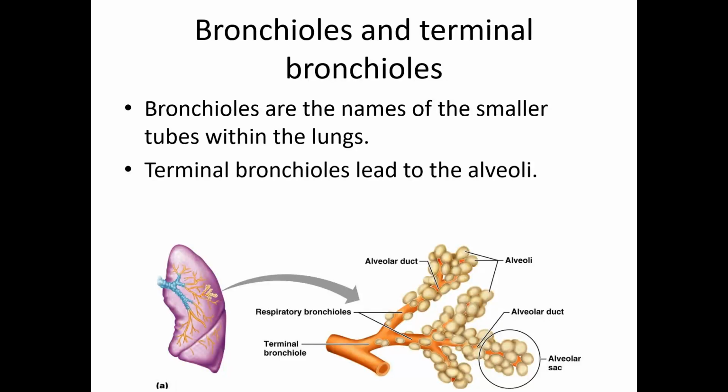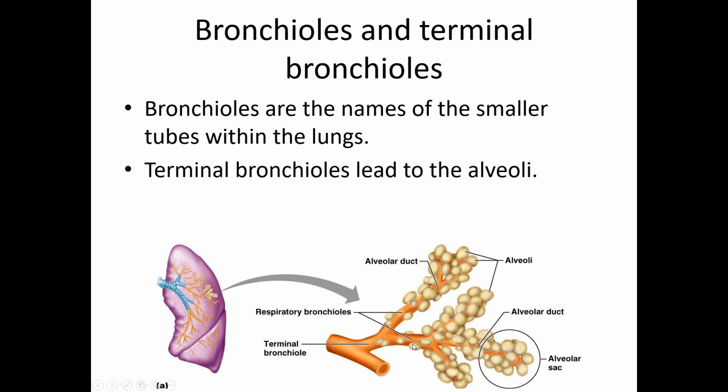All right. Once you get down to the really teeny tiny tubes, they are called bronchioles. Once you get to the bronchioles, you've lost the cartilage completely, so there's no longer cartilage that's trying to keep the airway open. We've picked up some smooth muscle so that these can constrict. That's called bronchoconstriction when that happens.